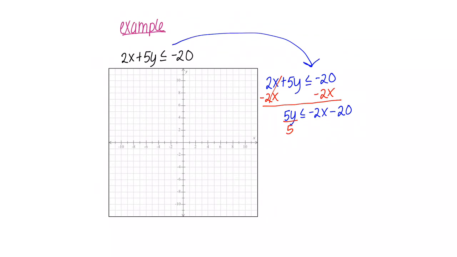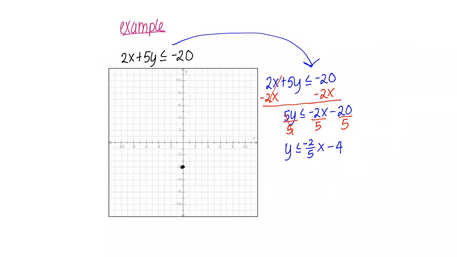And if you forget to put the 5 on both of them, it might help to just do it like this. That's what's happening. So here these 5's cancel. We have y less than or equal to negative 2/5 x minus 20 over 5, which will be 4. So I'm going to come and plot my y-intercept at negative 4.